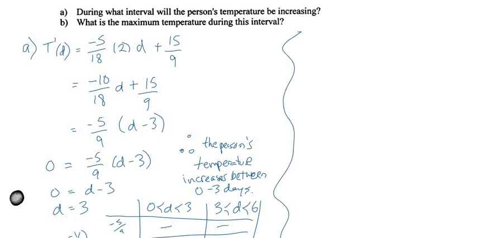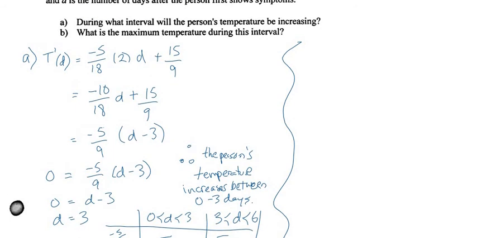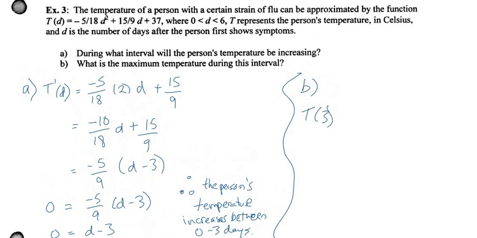And then the second question is asking, what is the maximum temperature? For that, all we're going to do is use our temperature function. We want to find the temperature after 3 days. So we're just going to take the original function, which is this one up here, not the derivative, because that doesn't tell us the temperature. It tells us how quickly the temperature is changing. So make sure you don't use the wrong function here.